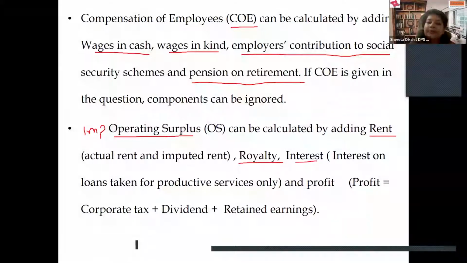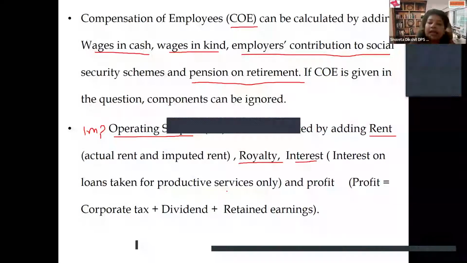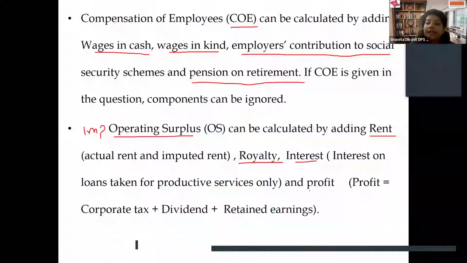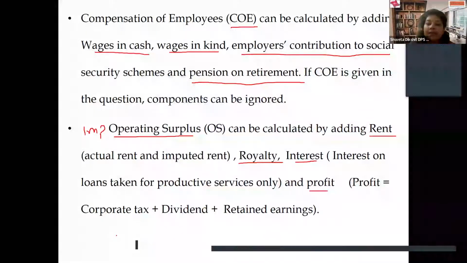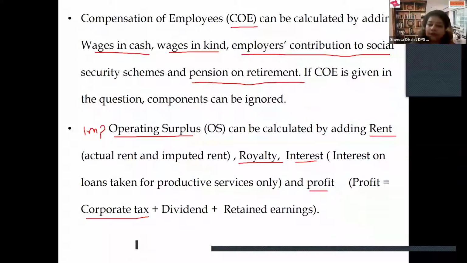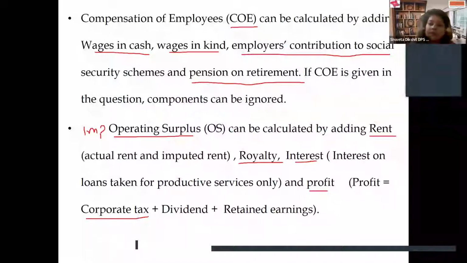Interest is not only for personal things. That means if a person has deposited money in the bank and is receiving interest, that is also part of national income. And then comes profit. Profit has parts, the first being corporate tax. When you are an entrepreneur, you earn profit. But once you earn the profit, you cannot keep all of it in your pocket. You first need to give a share to the government, which is known as corporate tax.